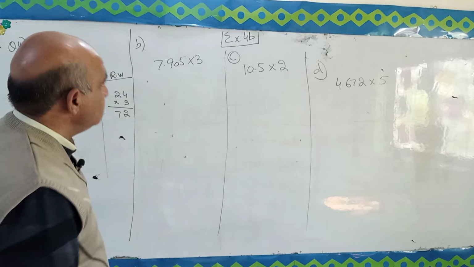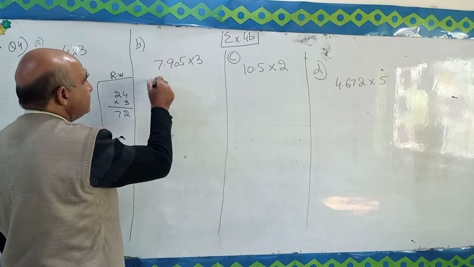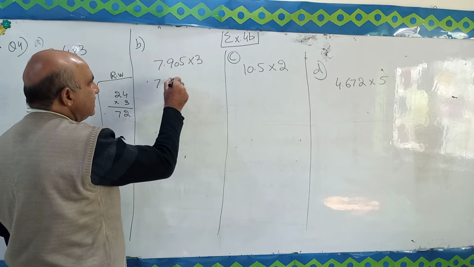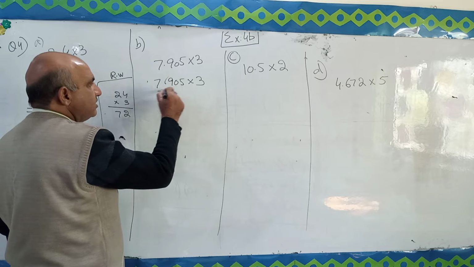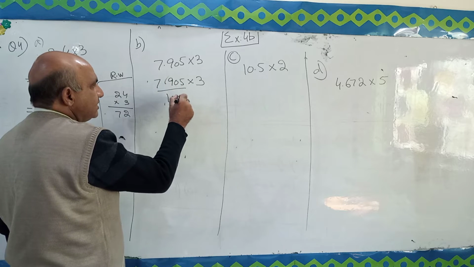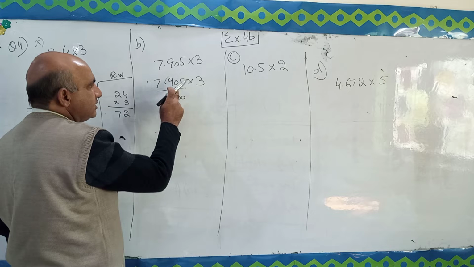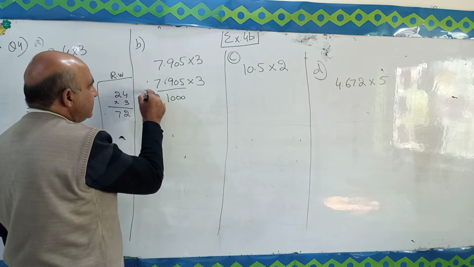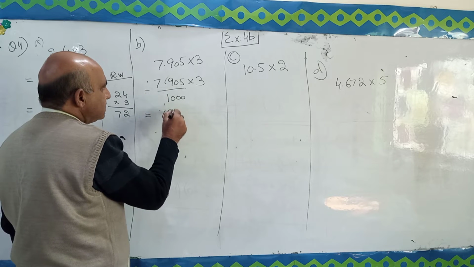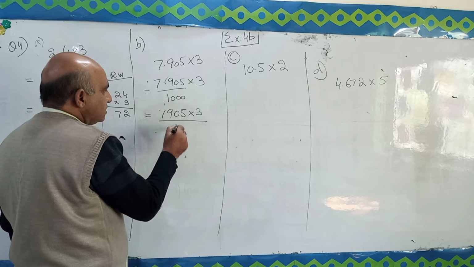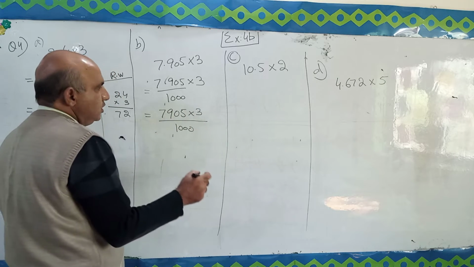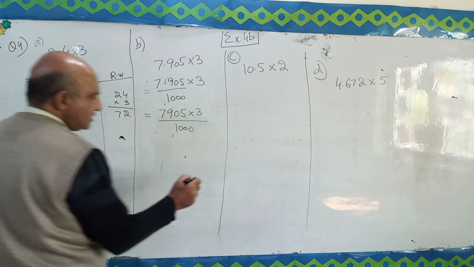Now here again we have 7.905 times 3. Here we remove this decimal point. There are 3 digits, so we write here 3 zeros, so we write here 7905 into 3 over 1000.